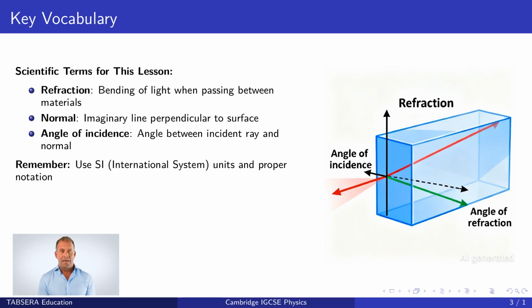Now let's define our key vocabulary. Each term is essential for understanding this lesson. First, refraction means the bending of light when it passes from one material to another. Second, normal is an imaginary line drawn perpendicular to the surface at the point where light hits. Third, angle of incidence is the angle between the incoming light ray and the normal line. Understanding these terms precisely is crucial for describing refraction accurately.